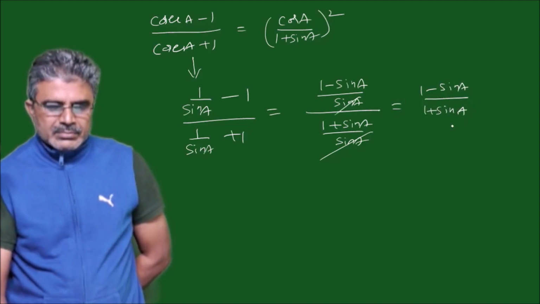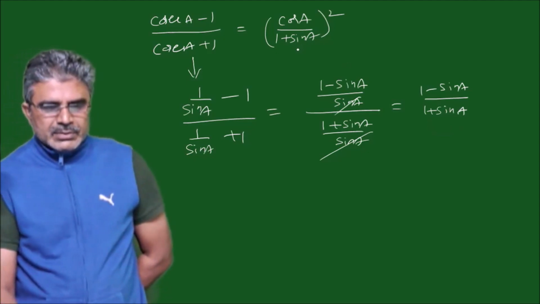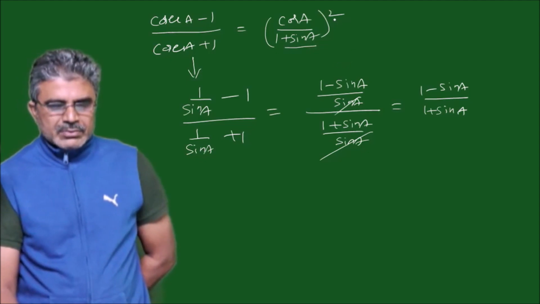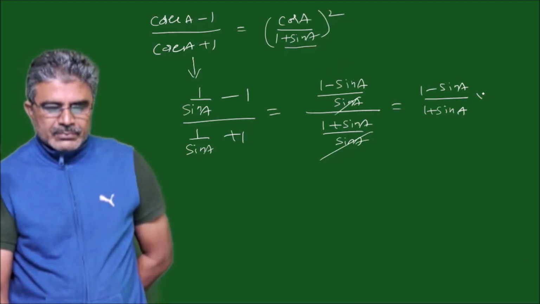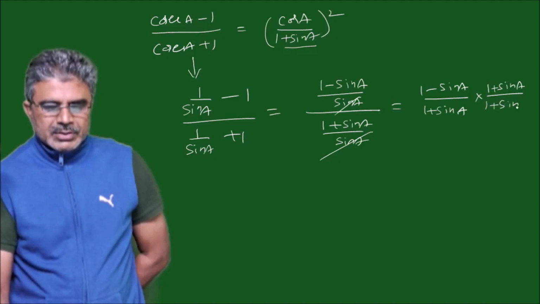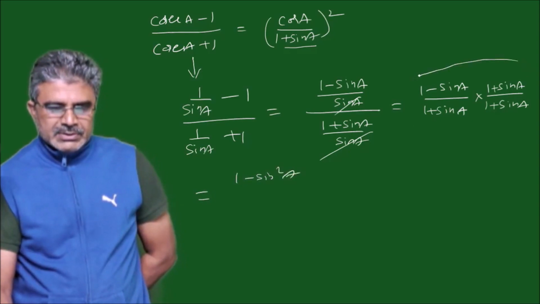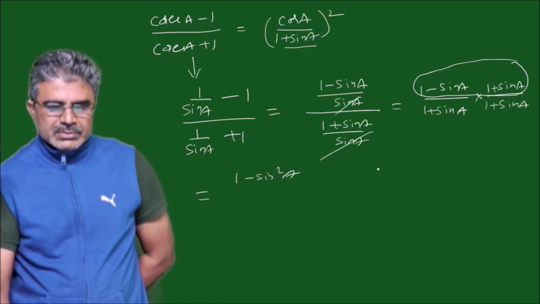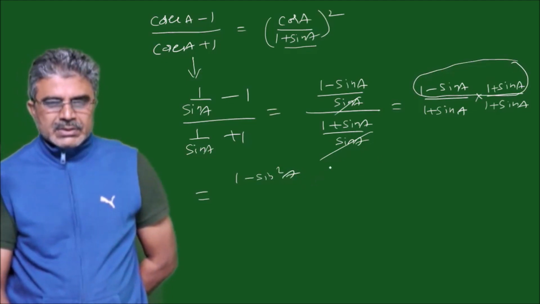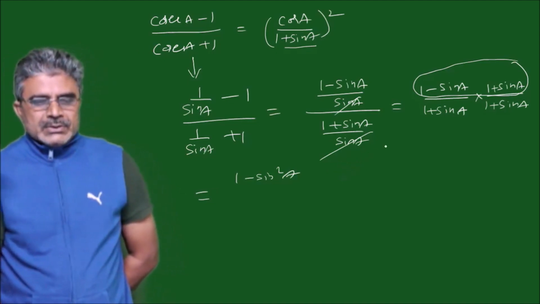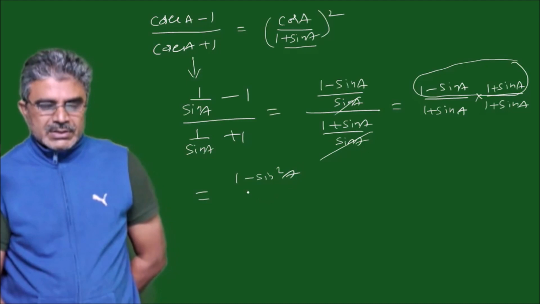If you see the RHS, below we have 1 plus sin A, but you need the whole square. So multiply (1 plus sin A) on numerator and denominator, which will give 1 minus sin square A in the numerator, because (A minus B) into (A plus B) gives A square minus B square. So here also you will get 1 minus sin square A.